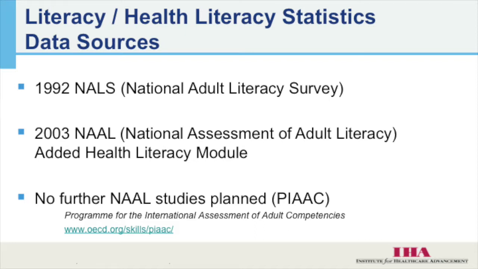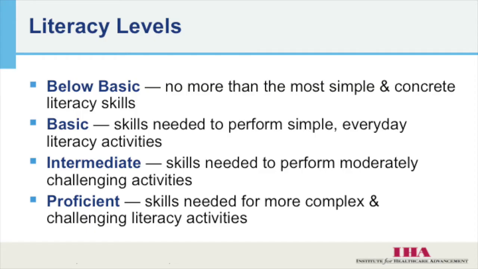There are no further NAAL studies planned for funding or whatever reason, but there is the PIAAC, the Program for the International Assessment of Adult Competencies. Every year I'm like, what does PIAAC stand for again? So finally I wised up and put it here, and there's the URL. This is in your material, so don't worry about copying that down right now. Literacy has 4 levels: below basic, basic, intermediate, and proficient.